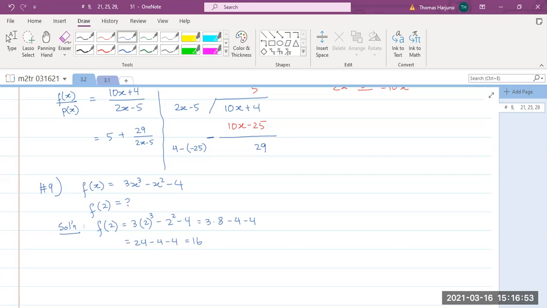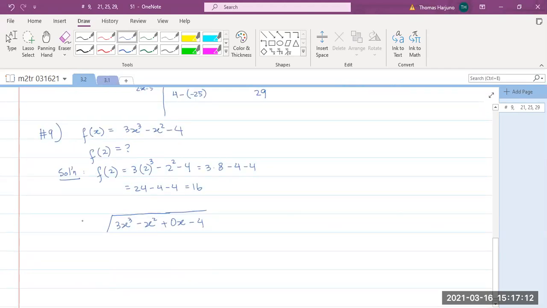Now, what if we use the remainder theorem, Thomas? Basically, we divide that fx, 3x cubed minus x squared plus 0x minus 4, the polynomial, by x minus c. Whatever the remainder is, that's F2. That's what the remainder theorem says. Now let's start.